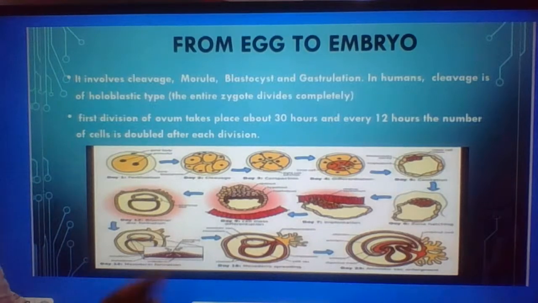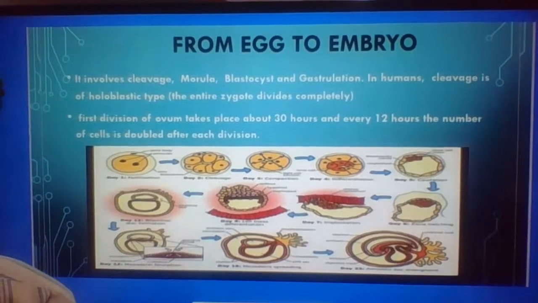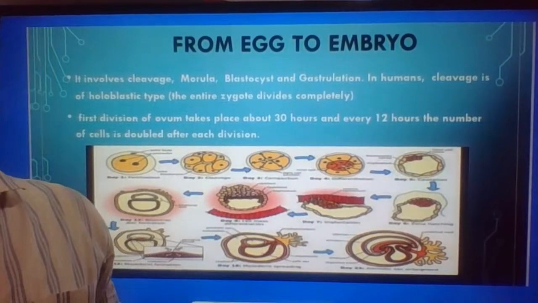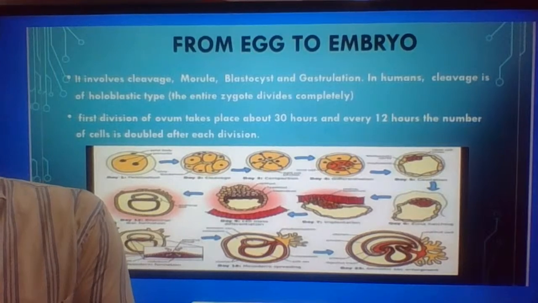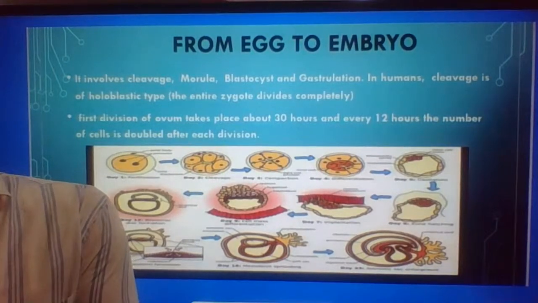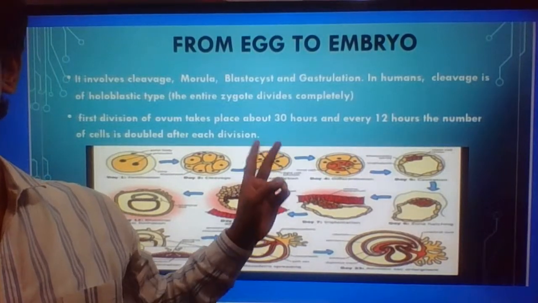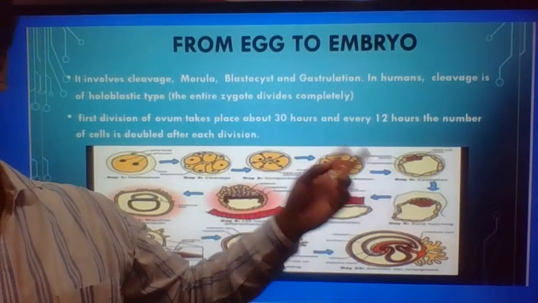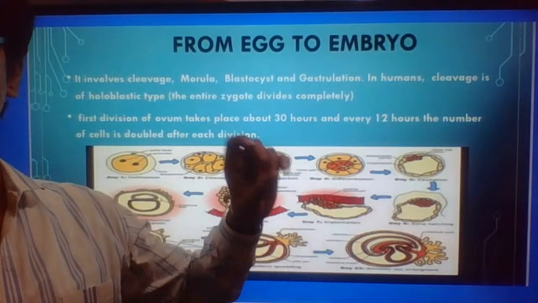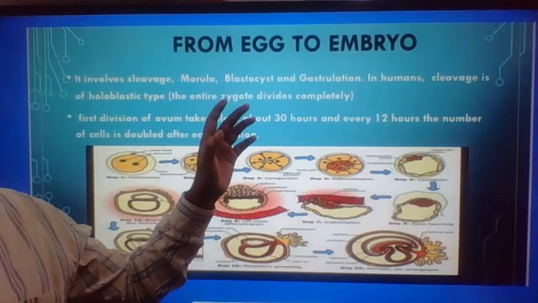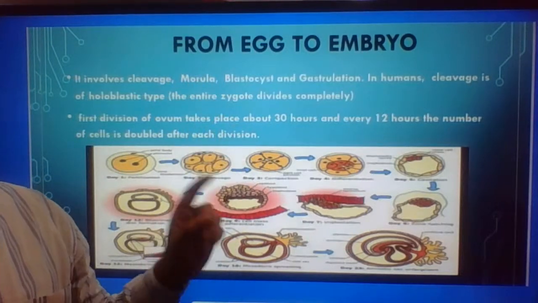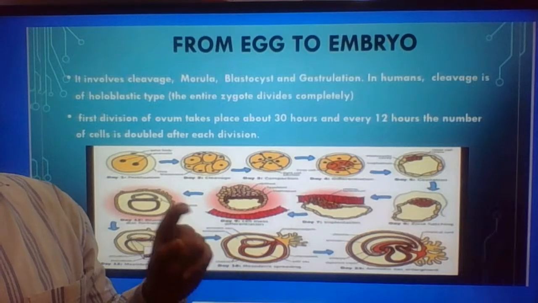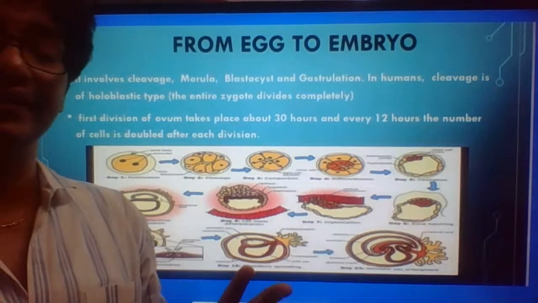Before that, we'll just see the significance of fertilization. As far as the significance of fertilization is concerned, why it should take place: it involves the fusion of two gametes, with male genes and female genes, so genetic variation is happening. This is the first significance you could see in fertilization. And here meiosis 1 and meiosis 2 also take place, and the cytoplasmic content is retained in the egg itself.